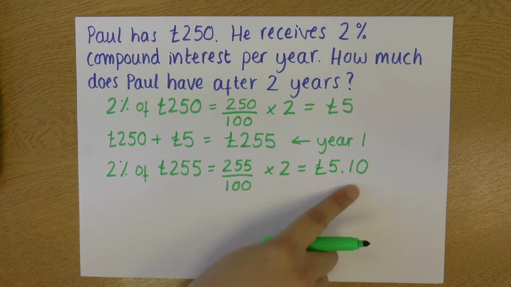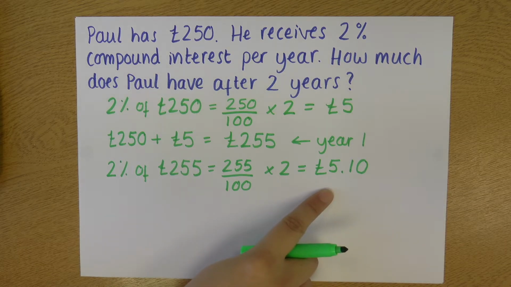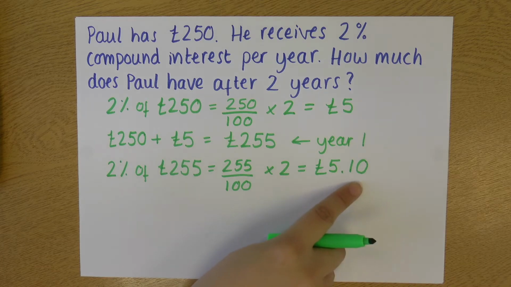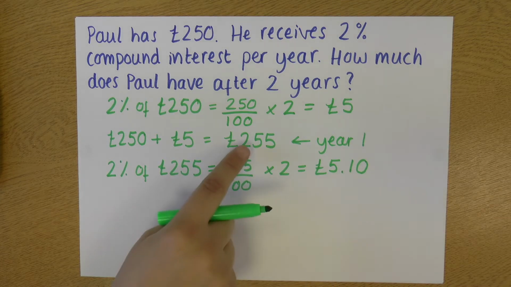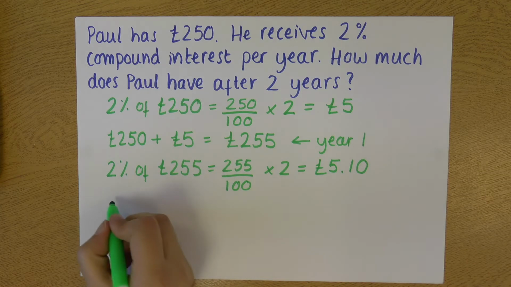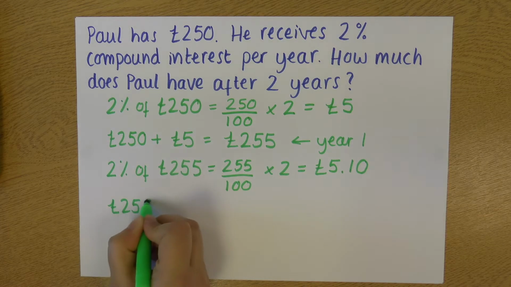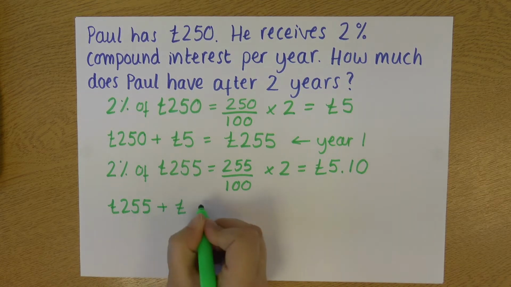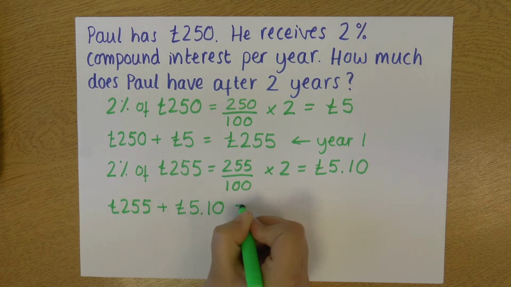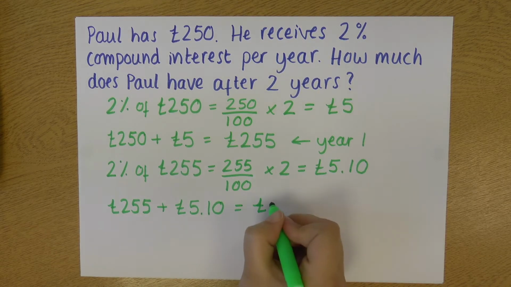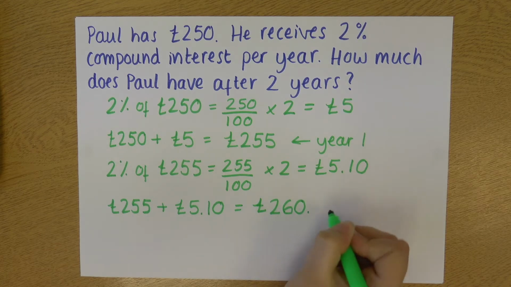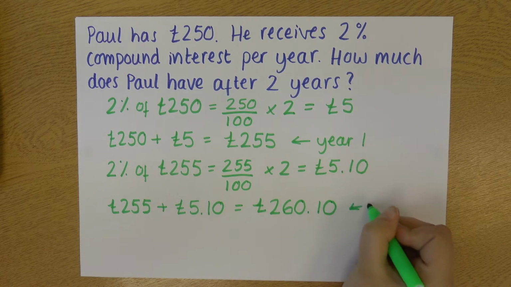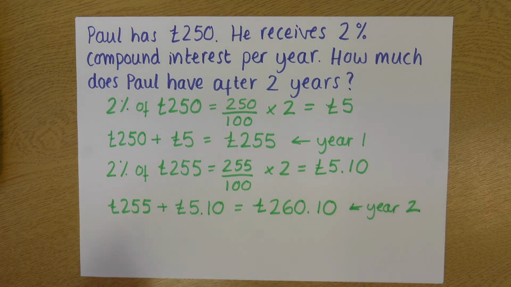So this is the amount of interest Paul earned after the 2nd year. Now we need to add that to the amount he has, which remember is this figure here. So 255 add £5.10, and that gives Paul £260 and 10 pence after 2 years. So now Paul has £260 and 10 pence after 2 years of this compound interest.